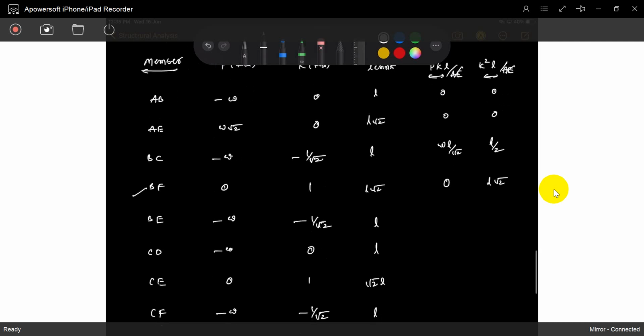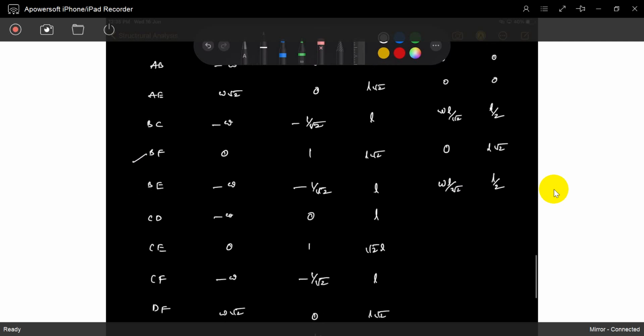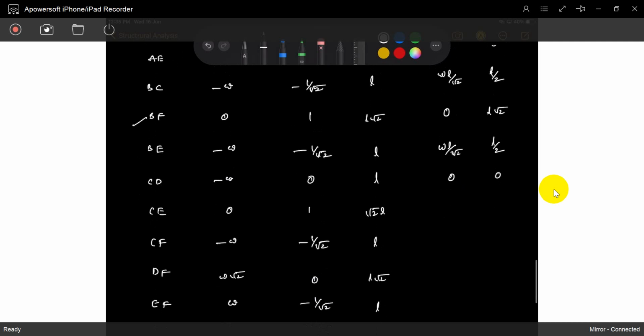So next BE, same thing, WL by 2 for PKL. So K square L by 2. So for CD, PKL is 0, K is 0, K square L is 0. So now for CE, PKL is 0, K square L root 2.